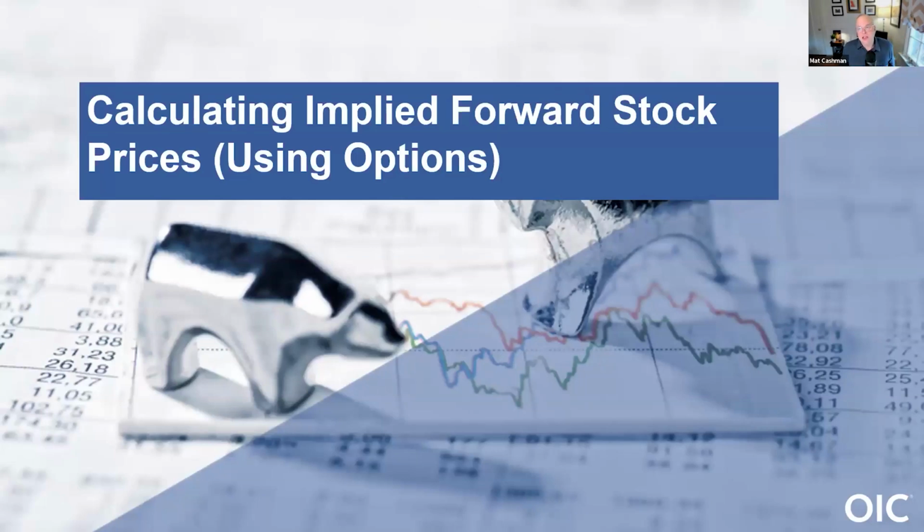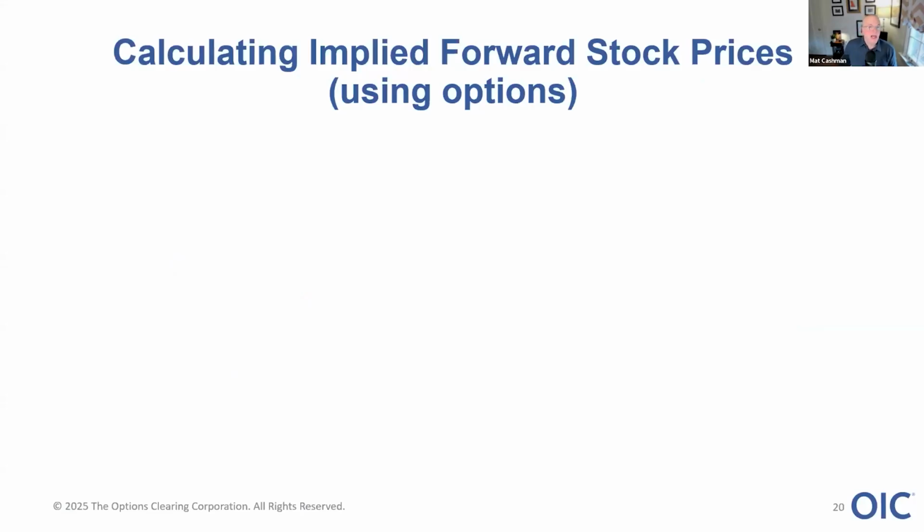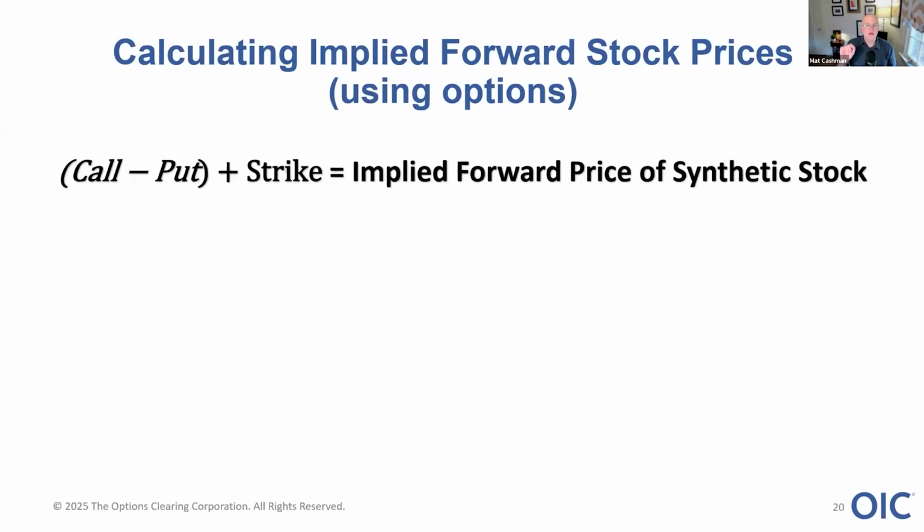This is when you use the calculation for implied forward stock prices. It's very, very simple, but some people have a problem thinking about it in a simplistic way because there's a lot of numbers involved here, admittedly. But I'm going to try to break it down for you in a very simple way. Call minus put plus strike equals the forward price of the implied synthetic. That's basically all it is.